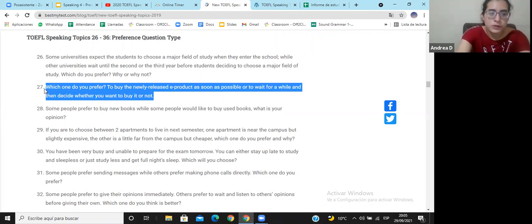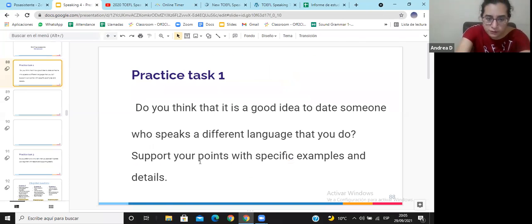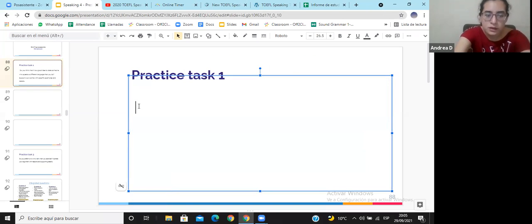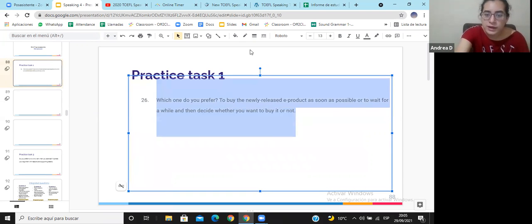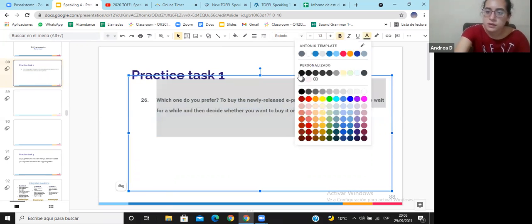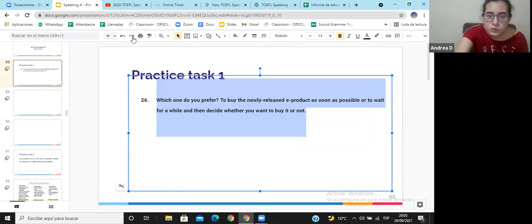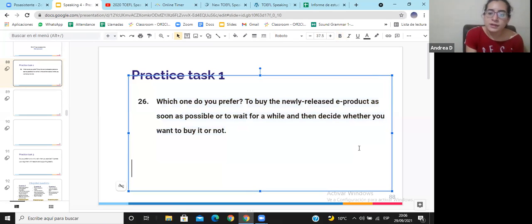Okay. So this will be the first one for today. So we have: which one do you prefer? To buy the newly released product as soon as possible, or to wait for a while and then decide whether you want to buy it or not?